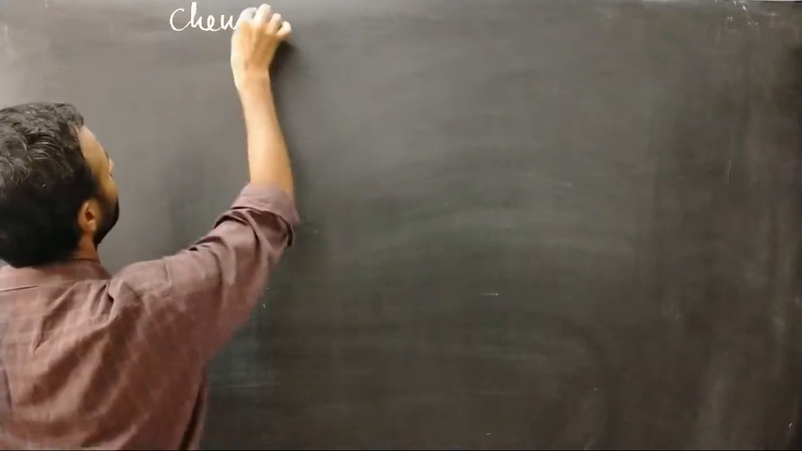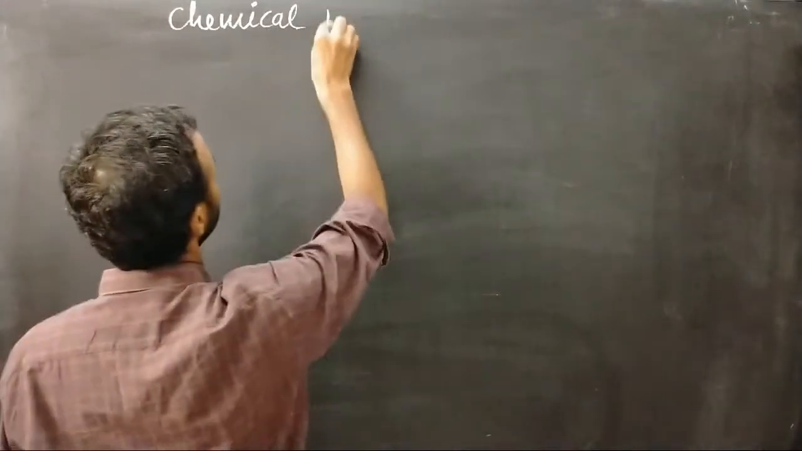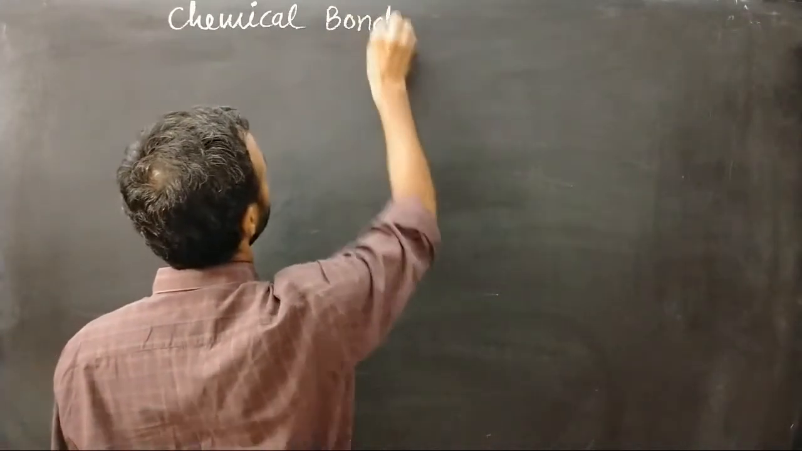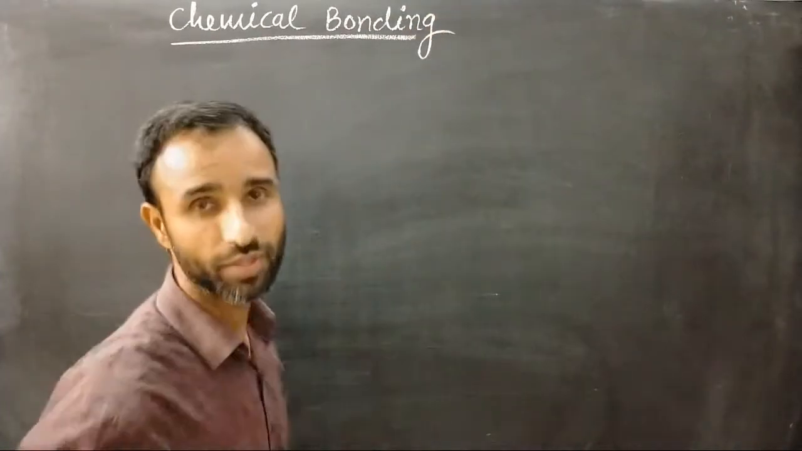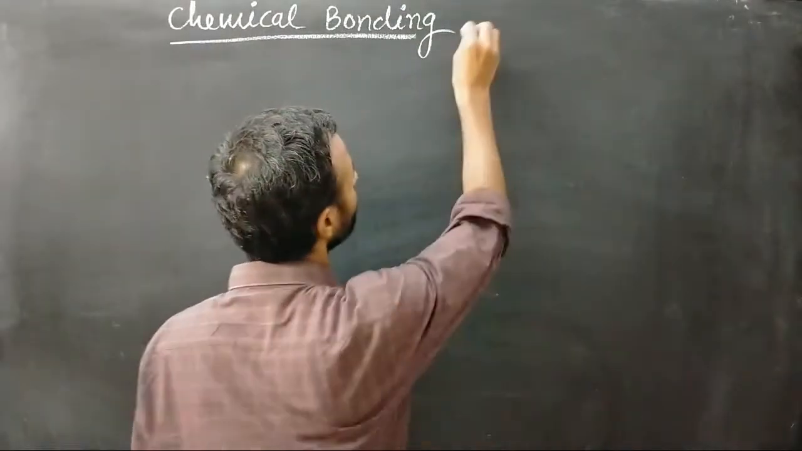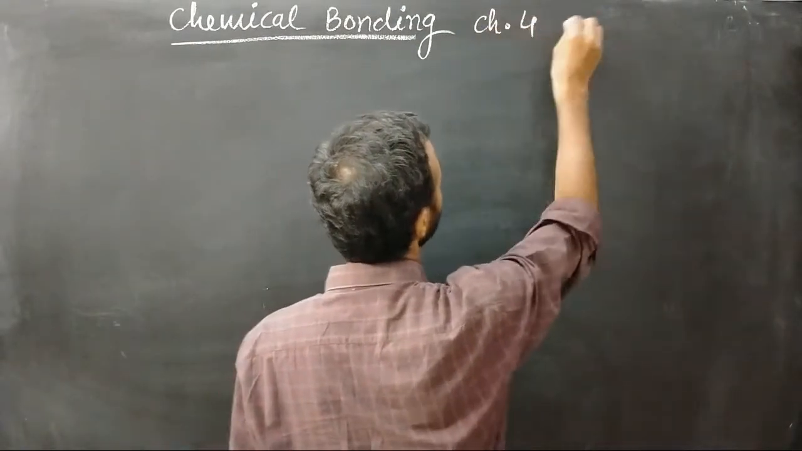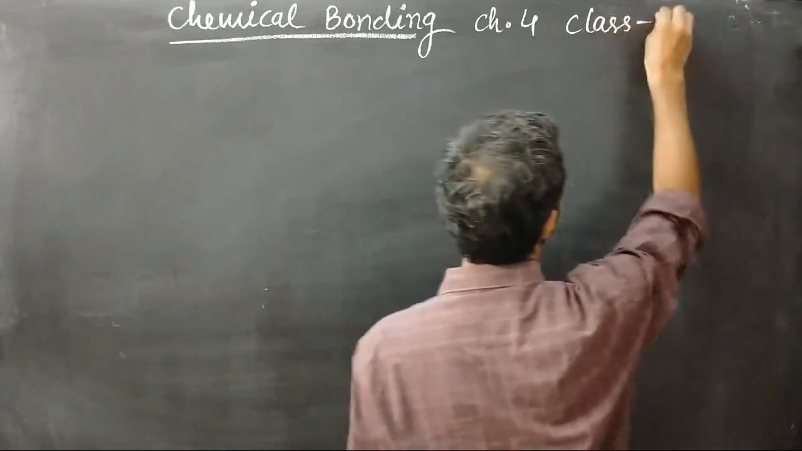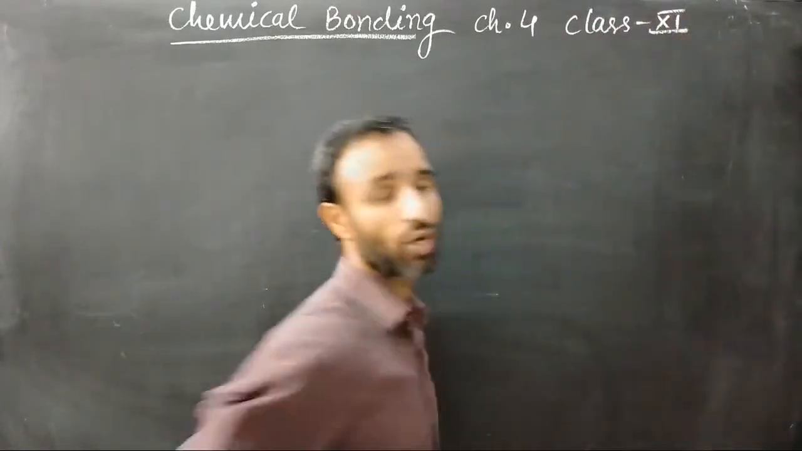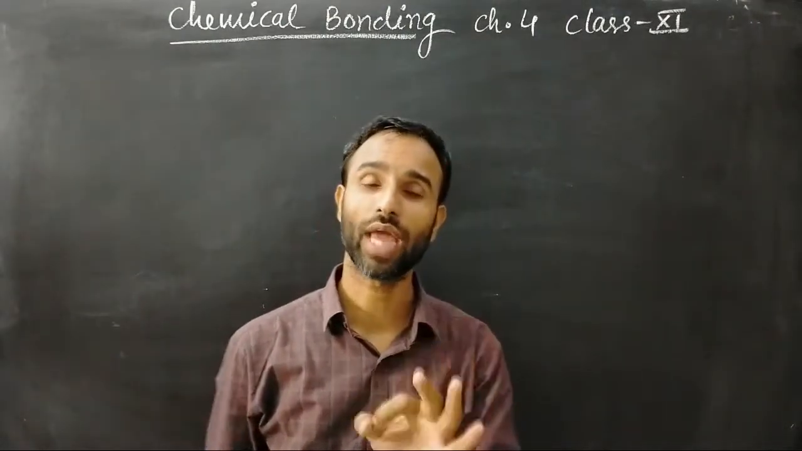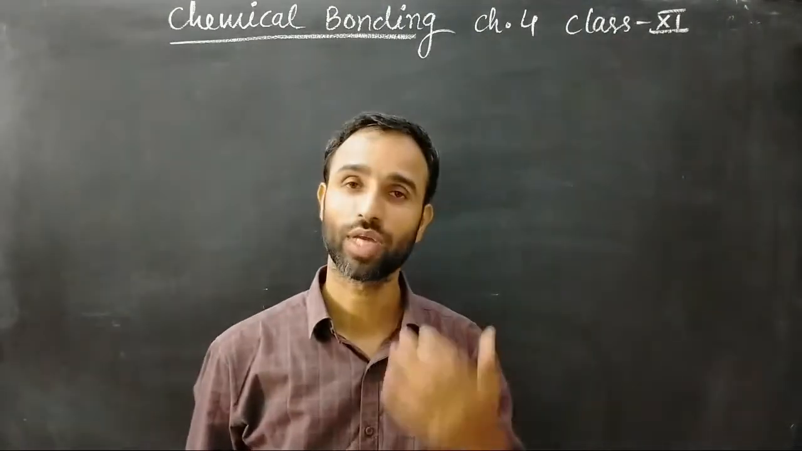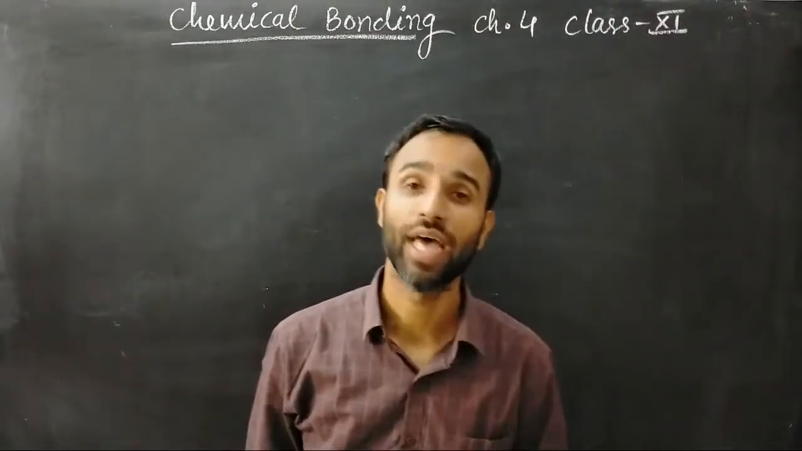Today we will start our next chapter, that is chemical bonding. This is chapter number 4 of class 11. Now, chemical bonding, as the name suggests, is related to chemical bonds. And you know, chemical bonds are formed between atoms.